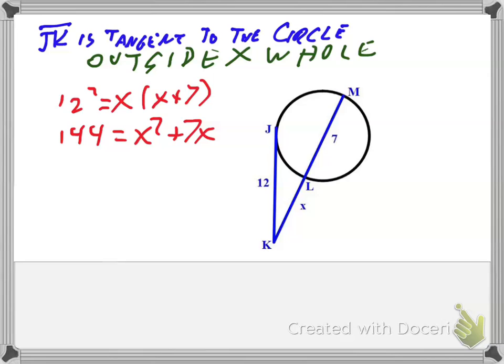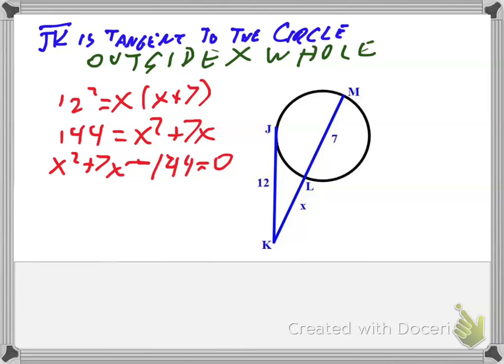Okay, so what we have here is a quadratic equation, which we haven't solved in geometry very much. It's been a little while, but that's okay. We can solve this. If you remember, the first thing you want to do for any quadratic equation is set everything equal to 0. So we're going to move the 144 over, have everything equal to 0. So we end up with x squared plus 7x minus 144 equals 0.